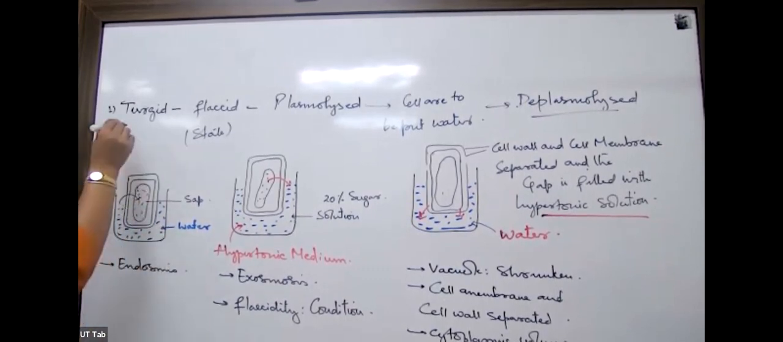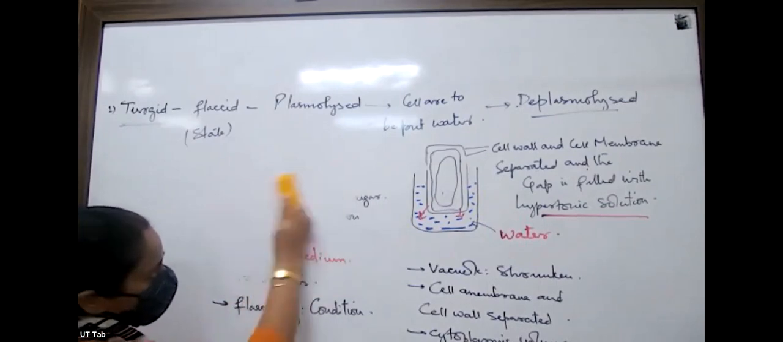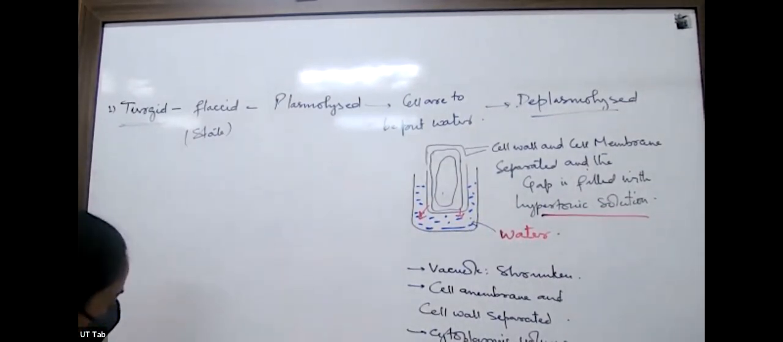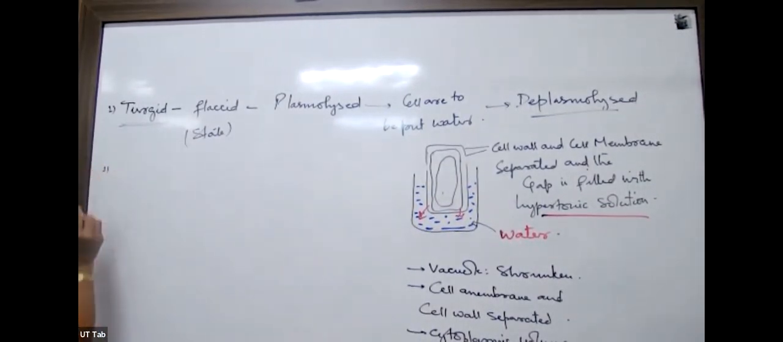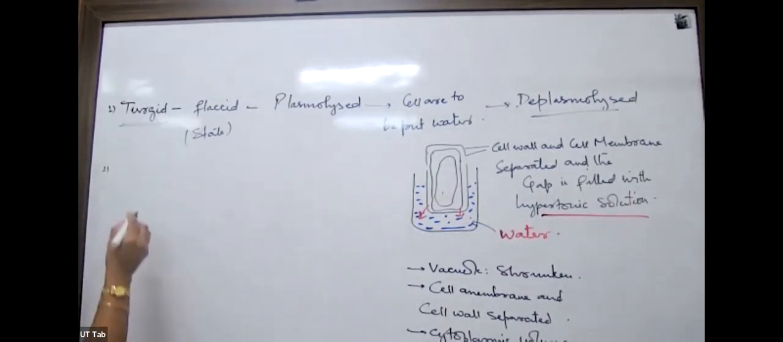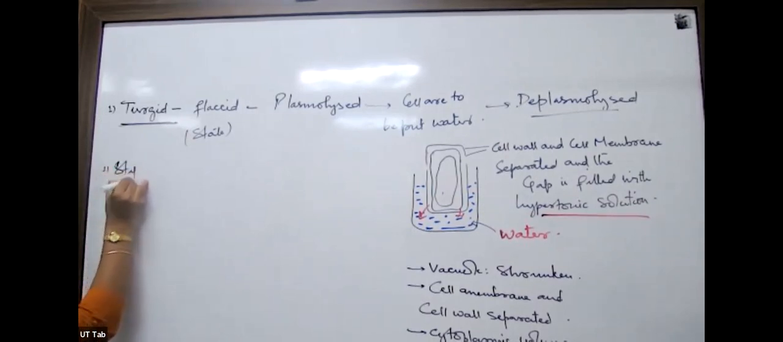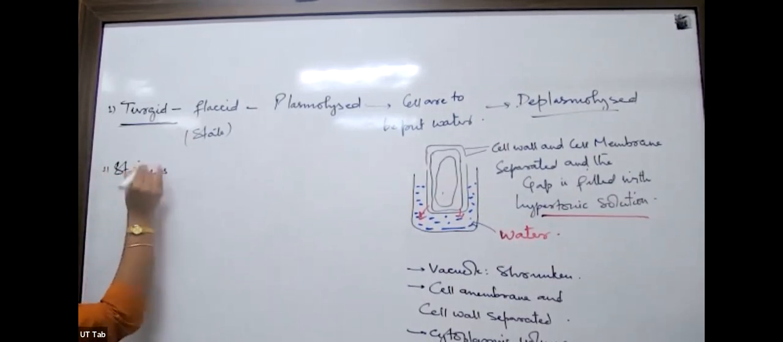Now we again come back to this word, turgid. What is the meaning of turgid? And we try to see some uses of the turgid condition of the plant. What are some of the benefits of the turgid condition of the plants? The first one is the stiffness of the plant parts.